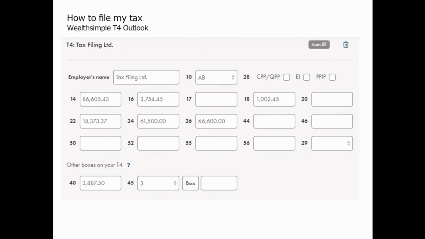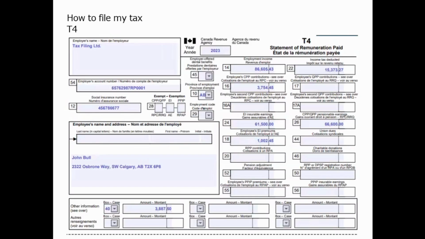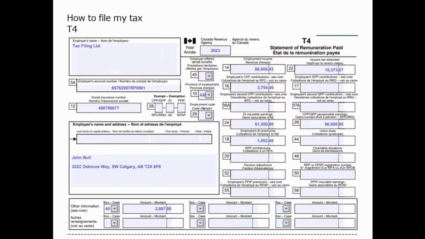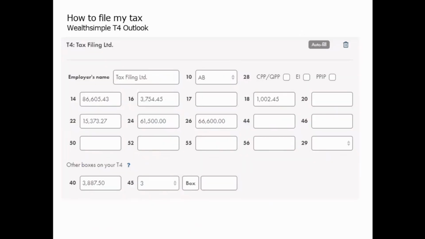The way those software are designed, it is easy to match the box numbers on the T4 with the box numbers on the software. So if on the T4, for example, on box 14, you have 86,605, you just look for box 14 on the software and type it there. You are becoming a tax accountant. So that is the idea with tax filing in Canada, just for some of us that are new to the system. The final part I want to talk about will be the benefits.